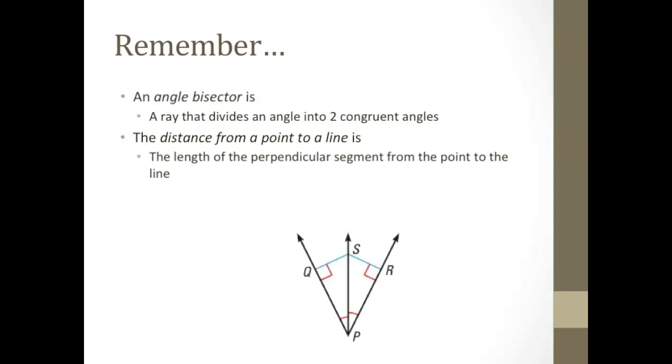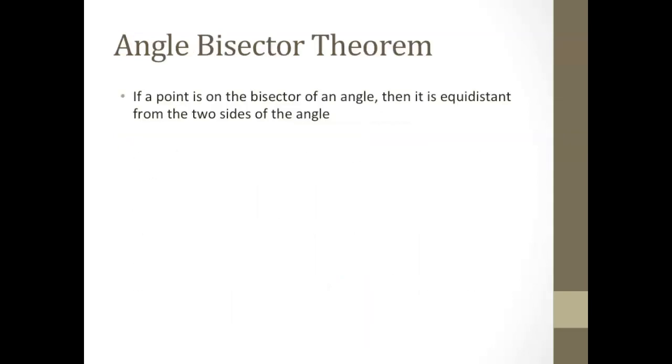So here's the angle bisector theorem. If a point is on the bisector of an angle, then it is equidistant from the two sides of the angle. What this is saying is, if you have point D and it's on the bisector of the angle, so AD is in fact the bisector of this angle here, then that point D is the same distance away from the two sides. Remember that the distance is that perpendicular line from the point to that line. So that means BD and CD are congruent to each other.